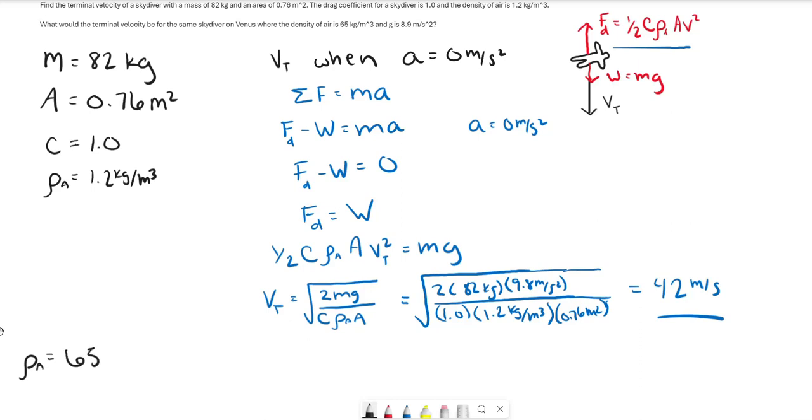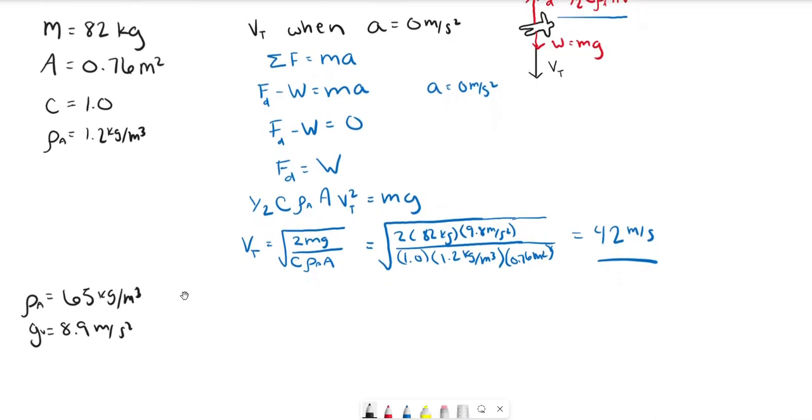65 kilograms per cubic meter. And so g on Venus is 8.9 meters per second squared. So we can use the same equation. The situation is the same. They're still falling. There's just a denser atmosphere and less gravity.